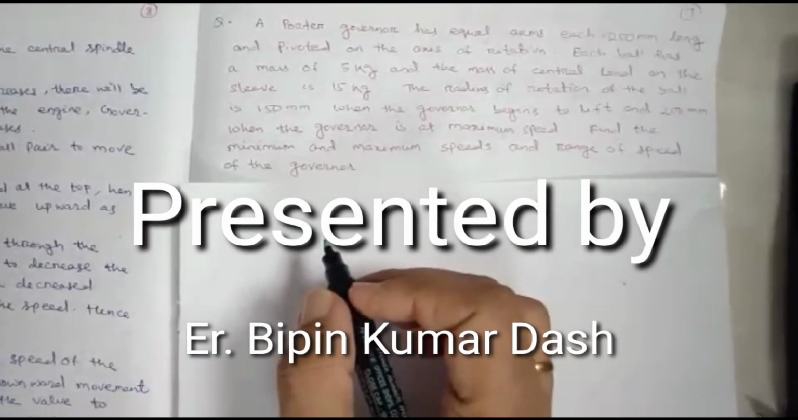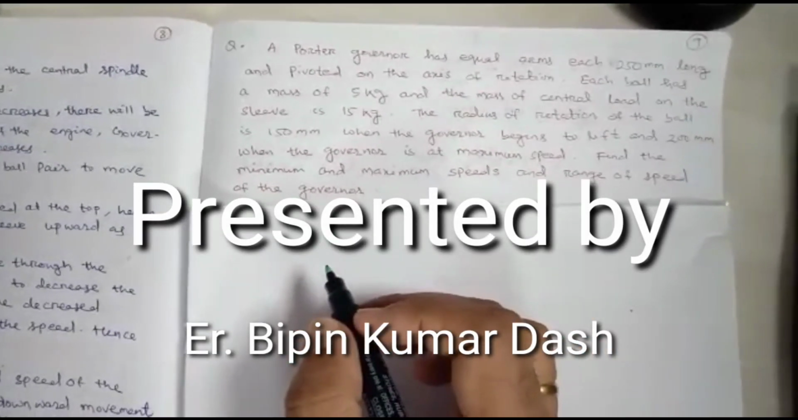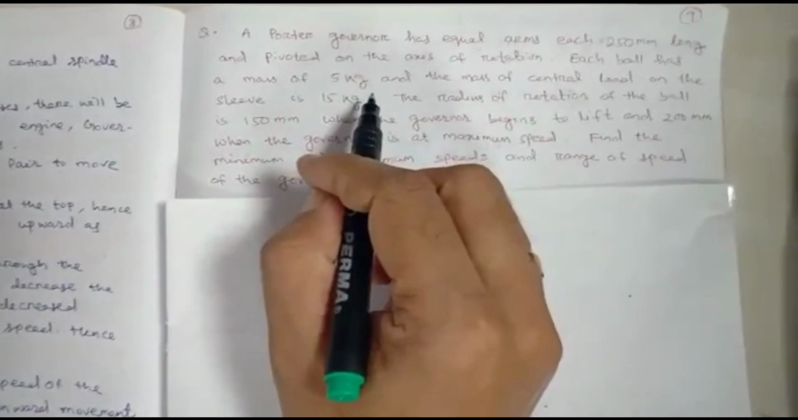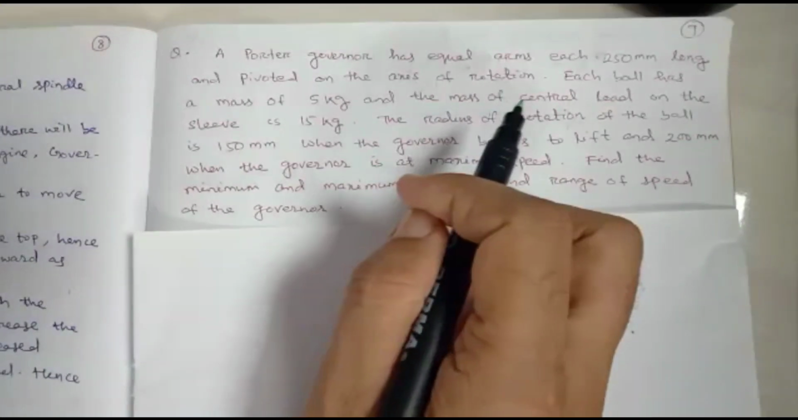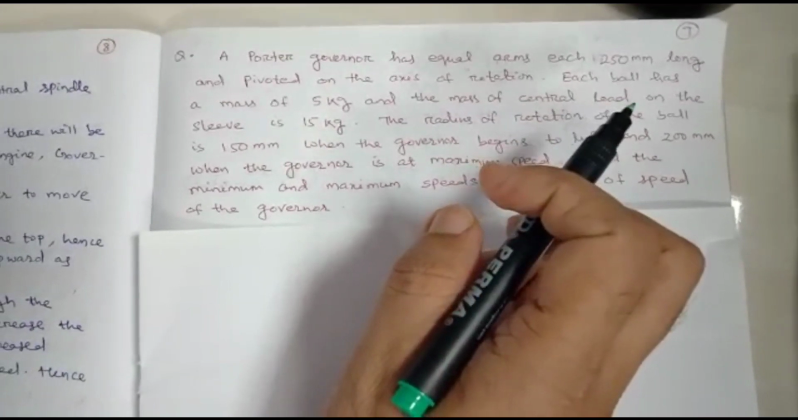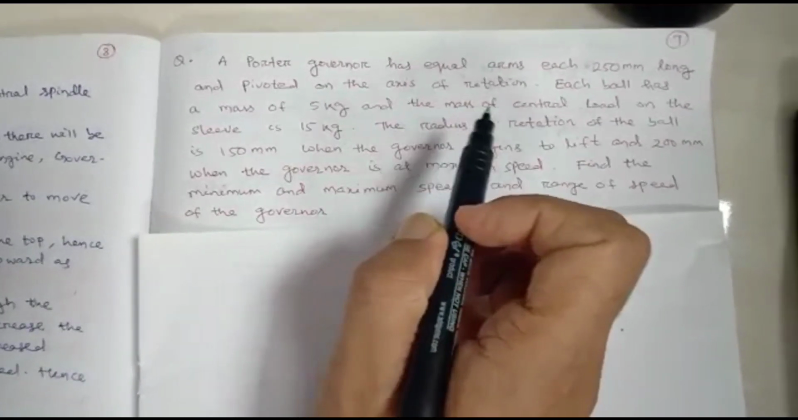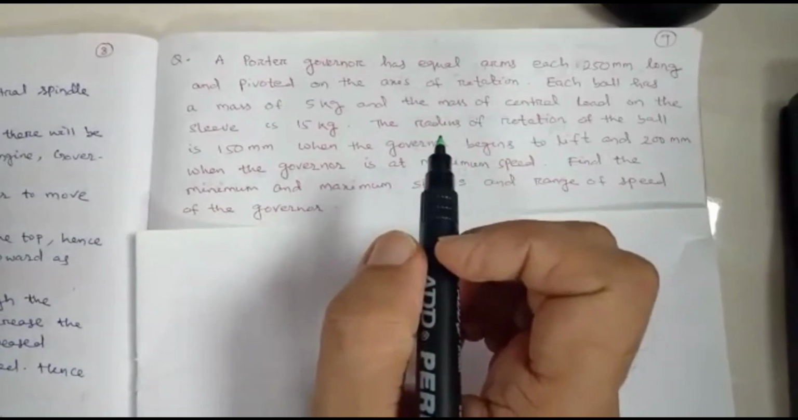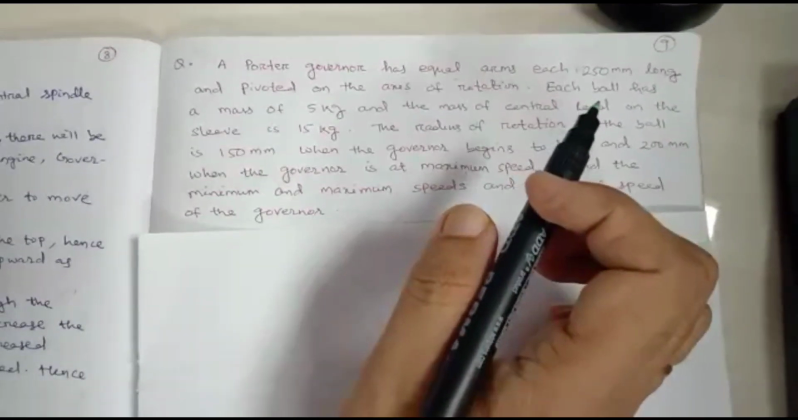Let us solve a numerical problem on Porter governor. Question given: a Porter governor has equal arms, each 250 mm long and pivoted on the axis of rotation. So the length of the two arms are equal and it is given 250 mm.